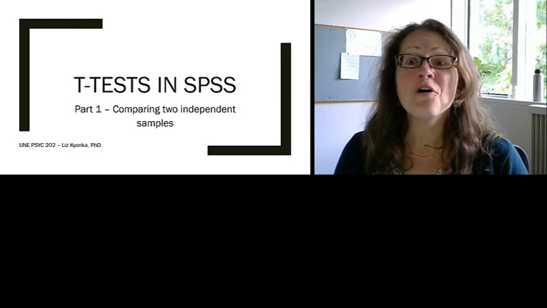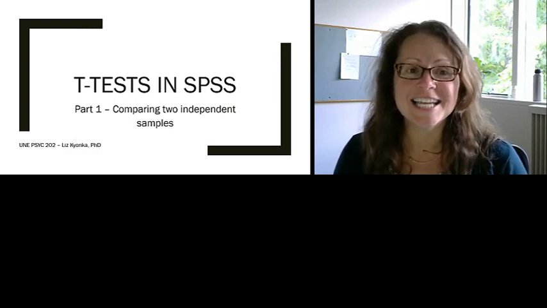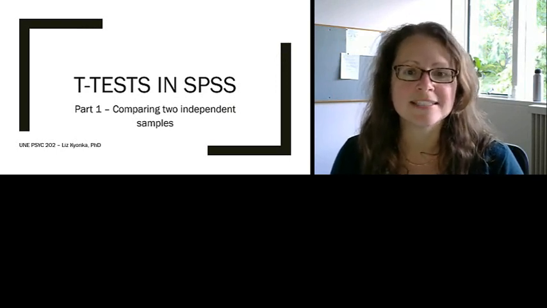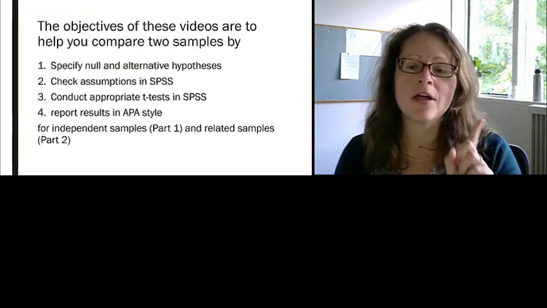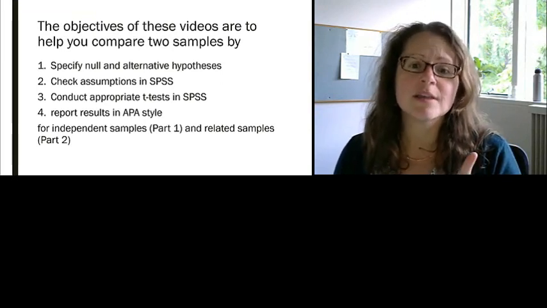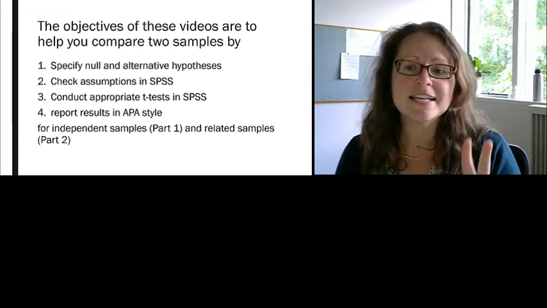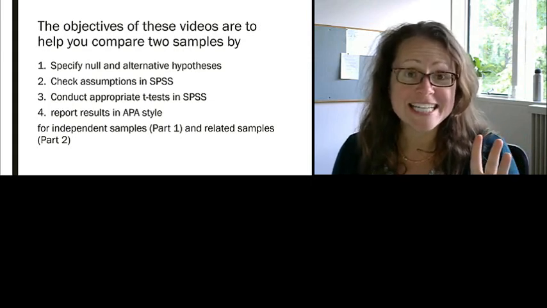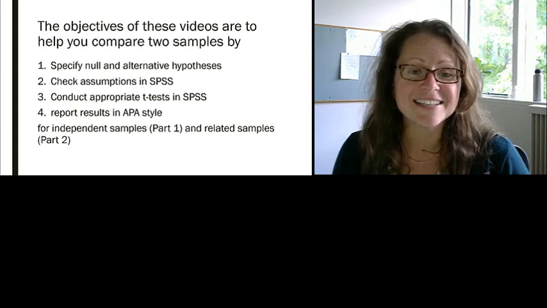Hi everyone, we're rocking along and this is the fifth video tutorial, t-tests in SPSS, which is part of topic 6, comparing two means. In these two videos, we will specify null and alternative hypotheses, which is something you have some practice with by now. We'll check assumptions in SPSS using the explore command. We'll conduct appropriate parametric t-tests in SPSS, and we'll report the results in APA style.